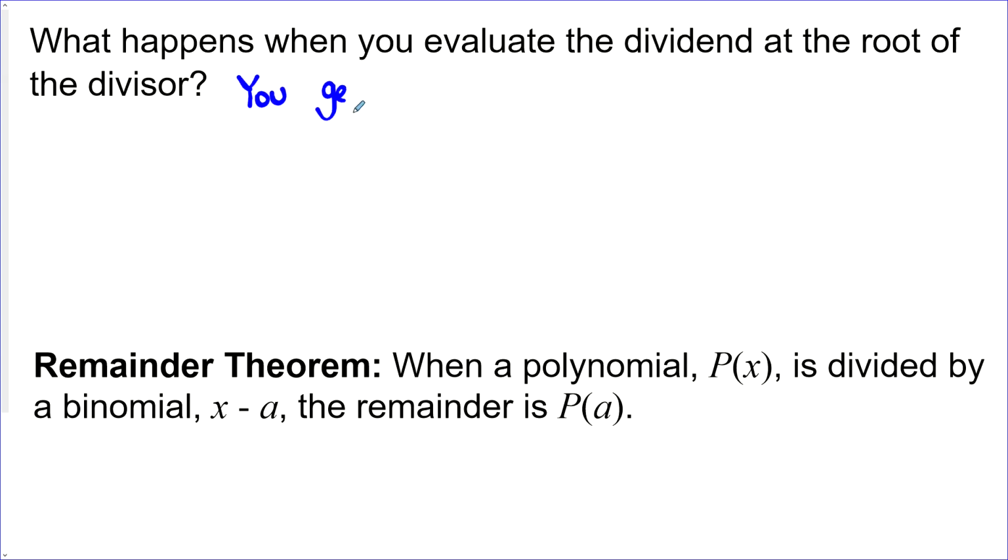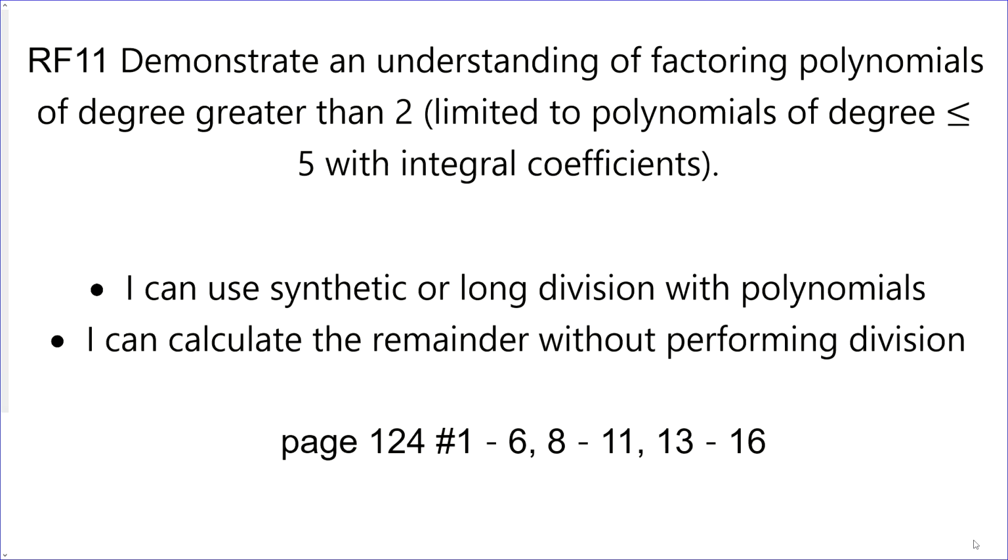So what happens when you evaluate the dividend at the root of the divisor? You get the remainder. And this is actually called the remainder theorem. We're going to make further use of this in future sections, but it's the fastest way to get the remainder, and that's going to be important later on. So remember that. Here's some questions to try. See if you know what you're doing.